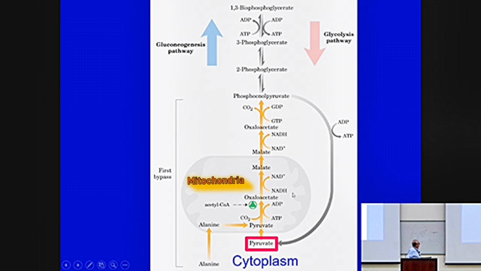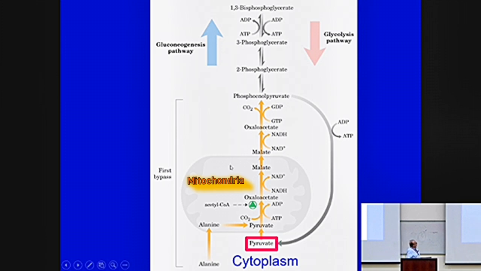This is the first enzyme here in the mitochondria called pyruvate carboxylase, converting pyruvate to oxaloacetate. The rest of gluconeogenesis is going to be in the cytoplasm. So you have to bring that oxaloacetate out.